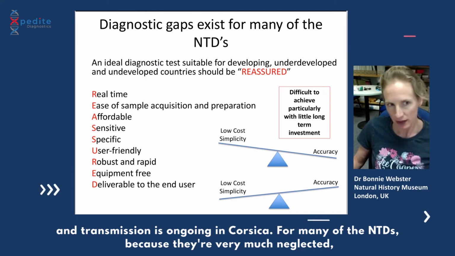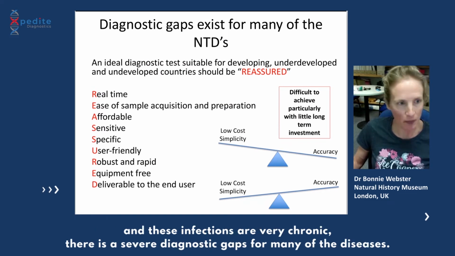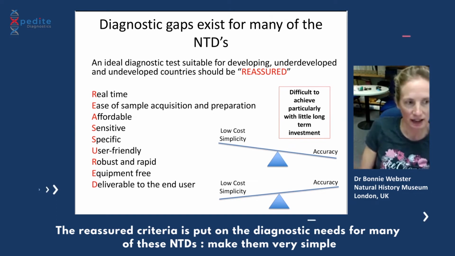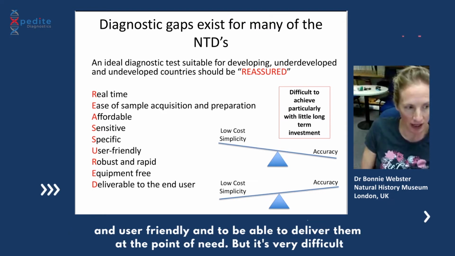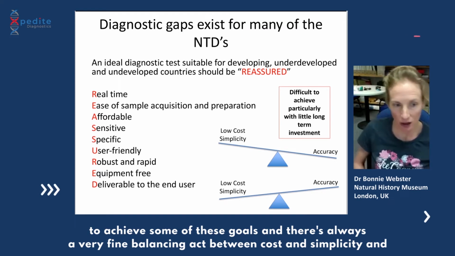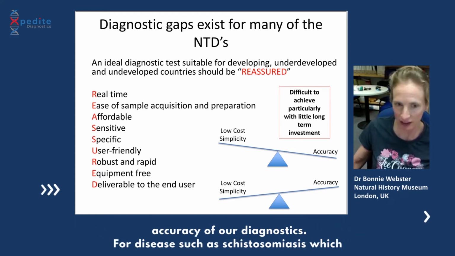For many of the NTDs, because they're very much neglected and these infections are very chronic, there are severe diagnostic gaps. The ASSURED criteria are put on the diagnostic needs for many of these NTDs, to make them very simple and user-friendly, and to be able to deliver them at the point of need. But it's very difficult to achieve some of these goals, and there's always a very fine balancing act between cost, simplicity, and accuracy of our diagnostics.